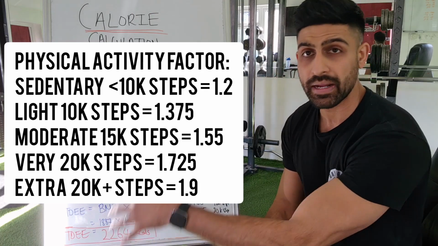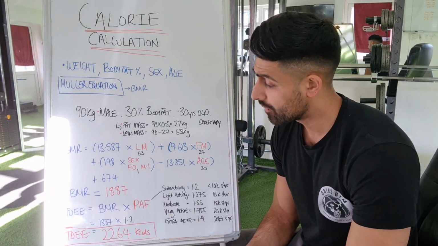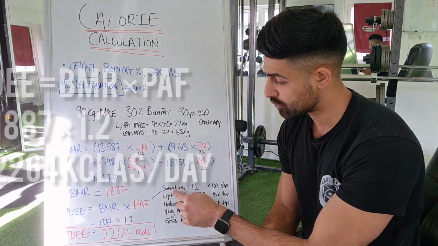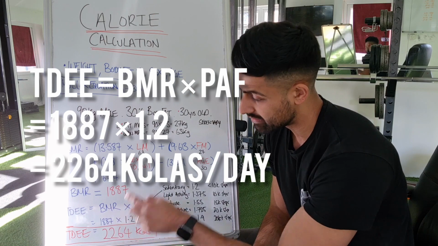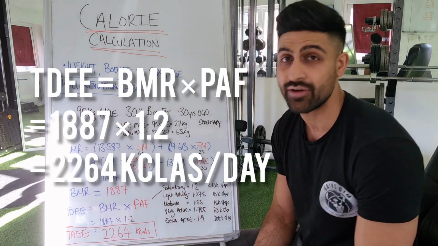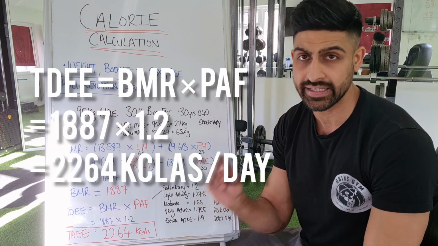Right. So going back to our example, we've calculated the BMR to be 1887. This person is sedentary, so we're going to multiply it by 1.2. And we are left with 2,264 calories per day. So this is their maintenance calories, their TDEE.